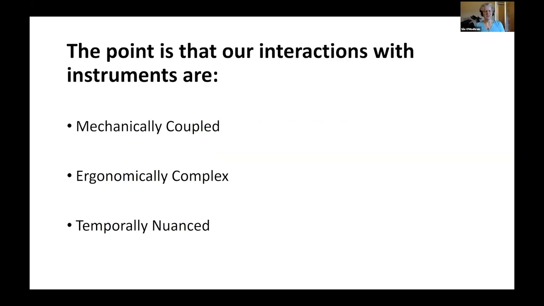But the point to take away here is that these interactions between the instrument and the human are mechanically coupled, and they're also ergonomically complex, and they're temporally nuanced. So those three things are really important. And as musicians, this is something that we don't even think about. It's just so intuitive for us that all of the expressive nuance in a performance has to come through the mechanical coupling between the player and the instrument. And that coupling, or the unfolding of that energy exchange over time, is what gives us the expressive output that shapes the notes that we play.